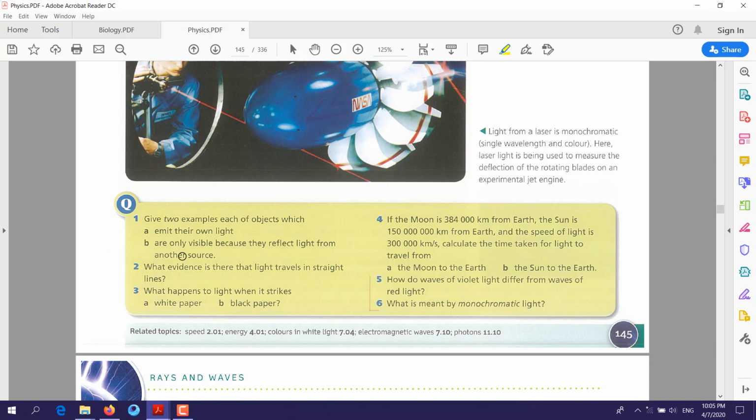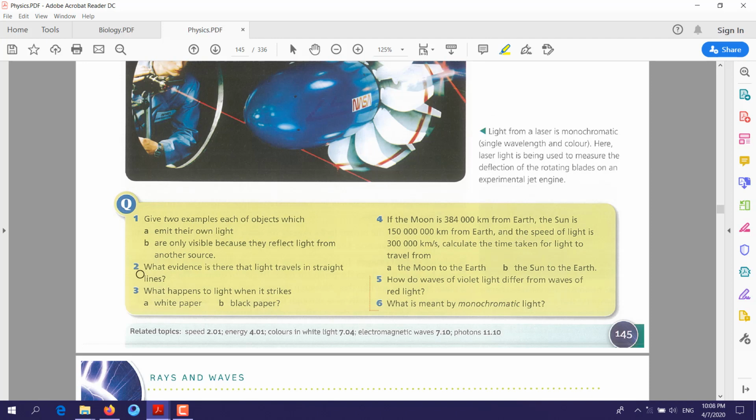B, are only visible because they reflect light from another source. When I was explaining at the beginning, I mentioned two examples. The most common example is the moon. We said it's bright, but in fact, it's not giving light. It's reflecting the light from the sun. Another example, let's say a wall, or paper.